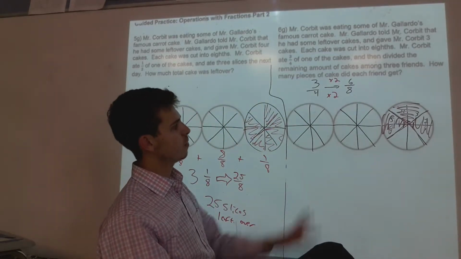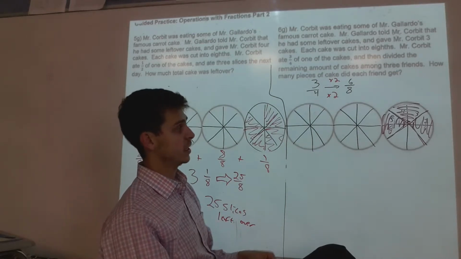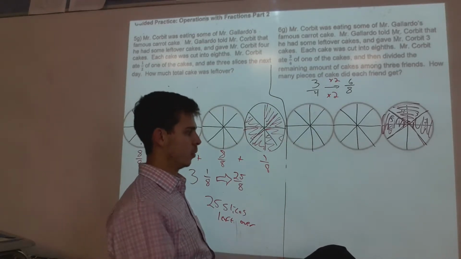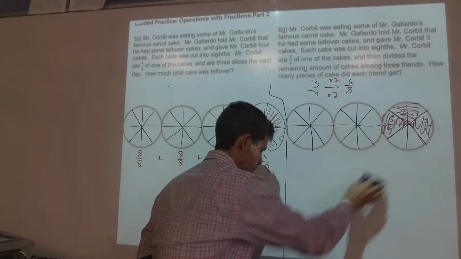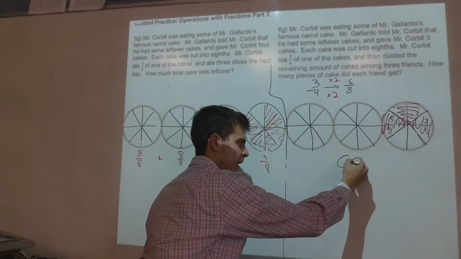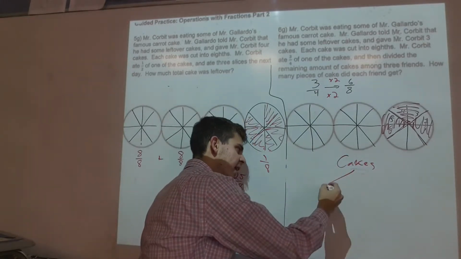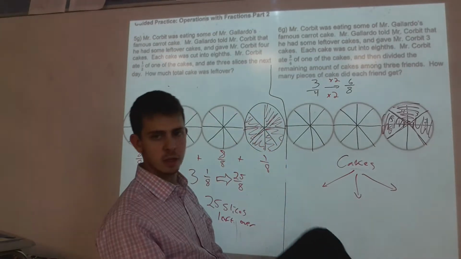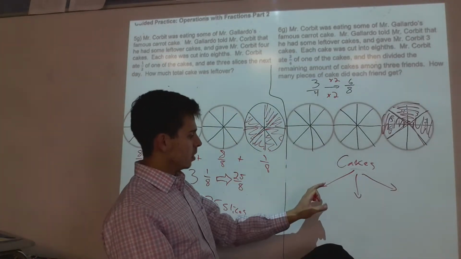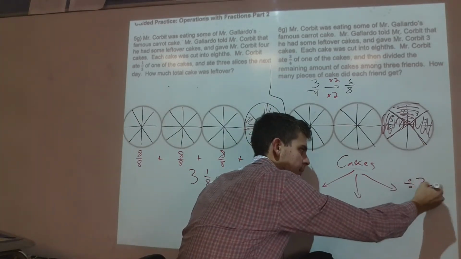Now he divided the remaining amount of cakes among 3 friends. How many pieces of cake did each friend get? Well, if we want to divide it equally into 3 friends, so we've got a certain amount of cakes, and we want to divide it evenly between each friend. So the operation we're going to do is division, and we're going to divide it by 3.